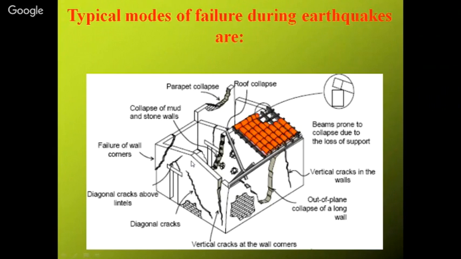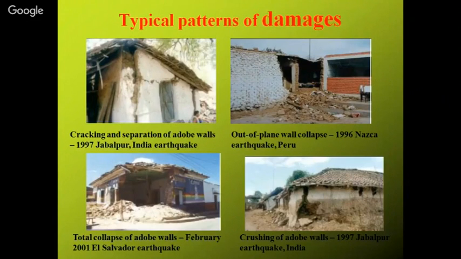Earthquake cracks can be diagonal cracks, can be along your beams, can be along your columns. So earthquake cracks can be in any direction. These are typical kinds of failure in mud and non-engineered construction. These are some of the pictures.